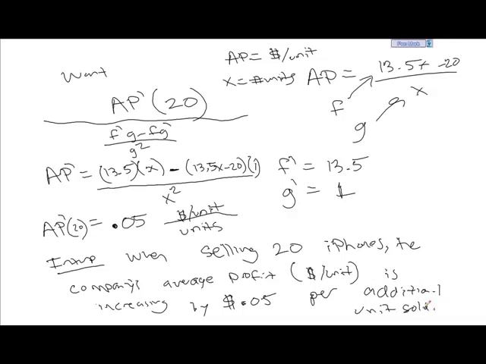So that basically means that if I sell one more phone, then overall it appears that my average profit has gone up by 0.05 dollars or 5 cents. So not by very much, but it does basically make each phone bring in a little bit more profit on the whole level. And this would be a pretty reasonable application of how we would use the quotient rule.